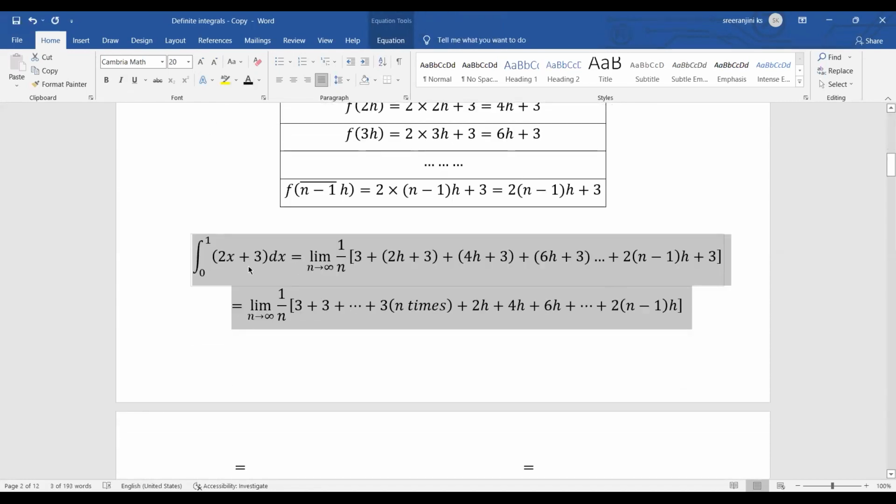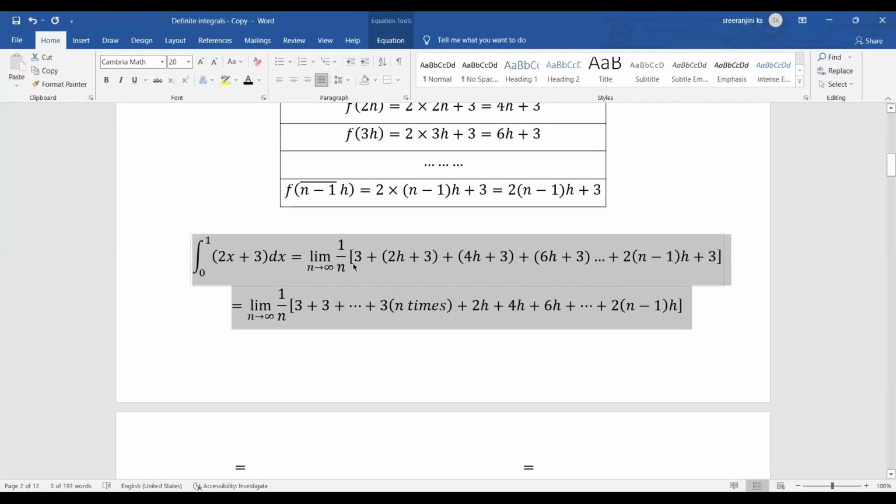Integral 0 to 1, 2x plus 3 dx is equal to limit n tends to infinity 1 by n. Now we are substituting the values. f of 0 is 3, plus f of h is 2h plus 3, plus f of 2h is 4h plus 3, plus f of 3h is 6h plus 3, plus etc., plus f of n minus 1 h, that is 2 into n minus 1 h plus 3.